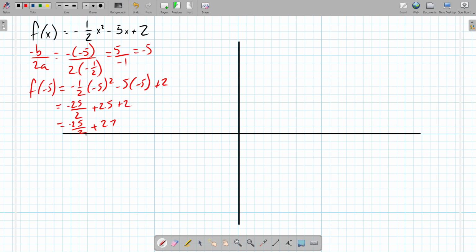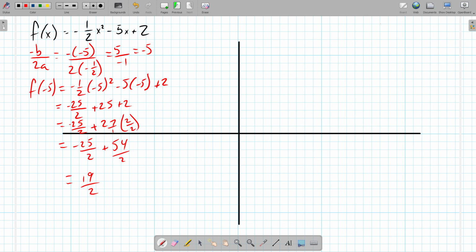And you can either think of this as a fraction, as negative 12.5 plus 27.5 gives us 14.5, or we can simplify this to all be a fraction and say that this is negative 25 over 2 plus, multiplying this by 2 over 2, 54 over 2, which will give us 19 over 2. Because they have the same denominator, we can add the numerators. Negative 25 plus 54 is positive 19.